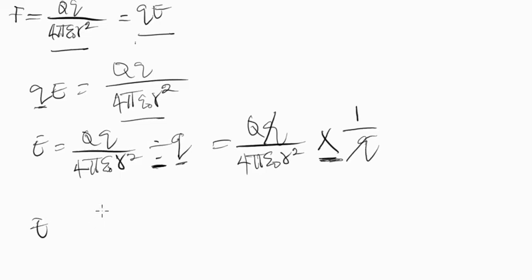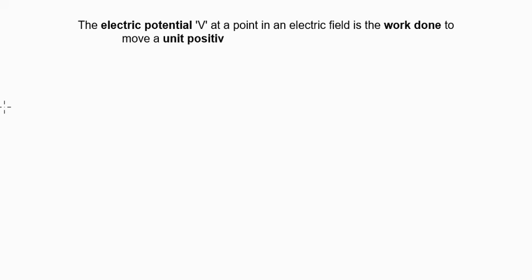Now therefore, E becomes Q over 4 pi E naught R squared. Alright, let's go ahead and wipe this. So next we'll talk about electric potential. So electric potential V at a point in an electric field is the work done to move a unit positive charge from infinity to that point.